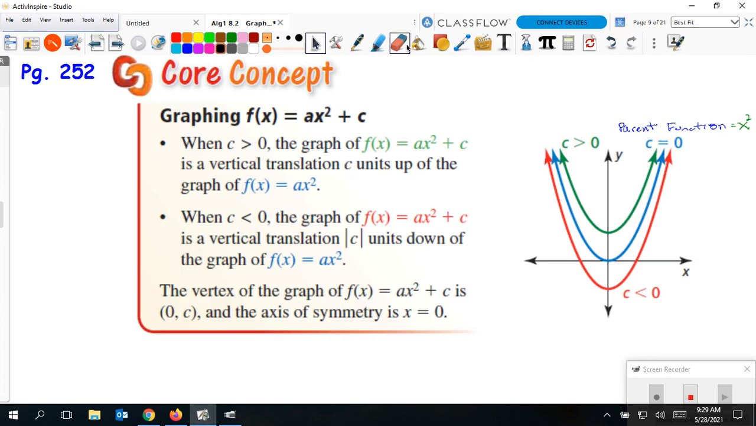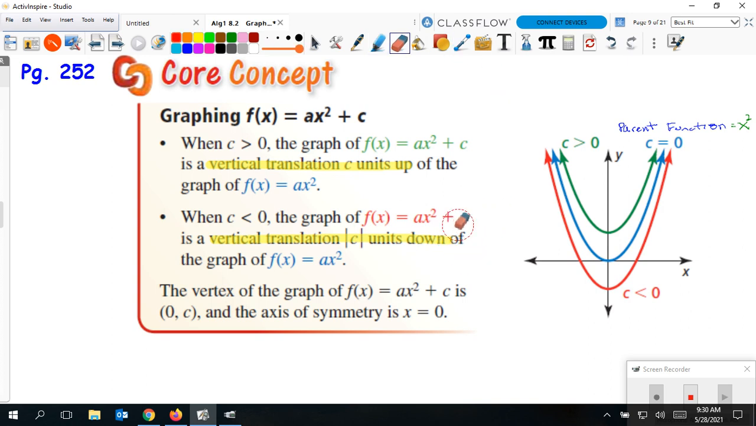All right, let's move back to looking at our core concept. So just right here, what do we say when we're talking about the translations? We already talked about the a number, and what we would say there was stretching or shrinking or reflection in the x-axis if it is a negative. Well, with the ones here, for the green one that's going to be going up, this is going to be a vertical translation, c units up. That's what we would say. If on the red one it's moving down, we would say it's a vertical translation, c units down.